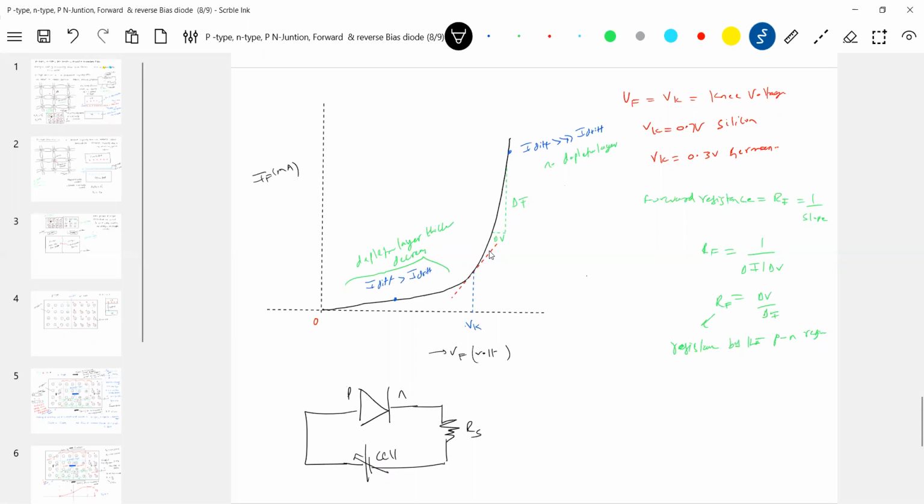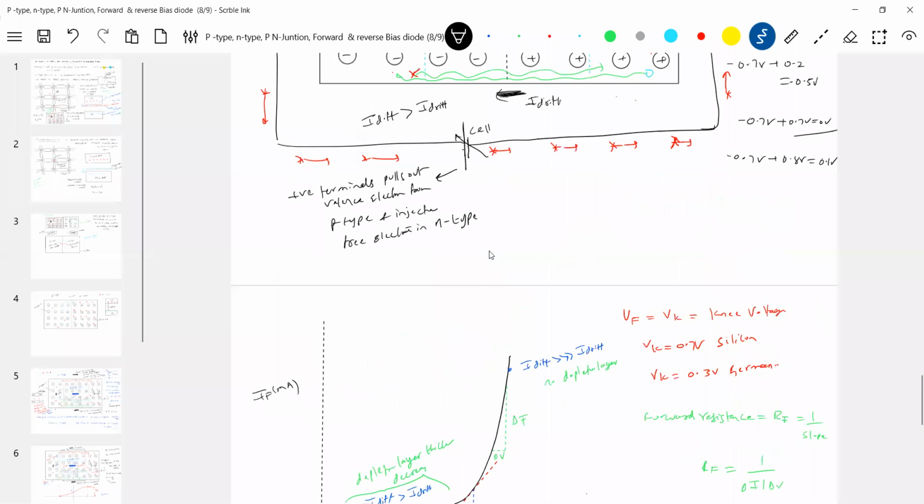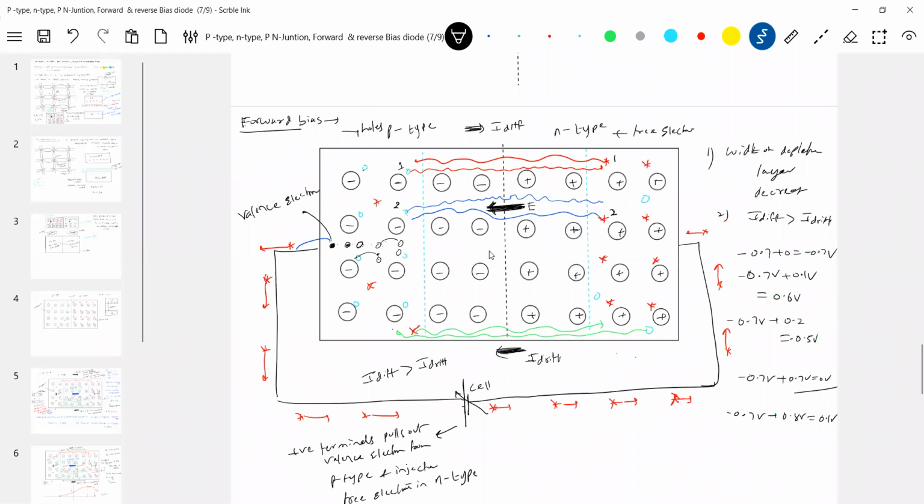And so this is the symbol of a diode. The base of the triangle is P-type, and the one line is N-type. So how do we show the forward bias current, IF? How do we get the direction of current? The direction of current should be opposite to the flow of electrons.